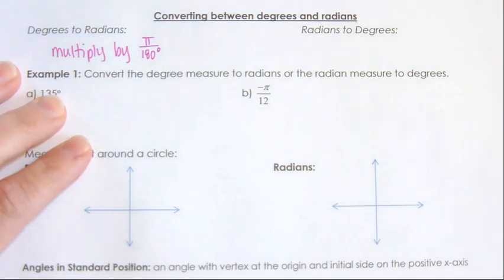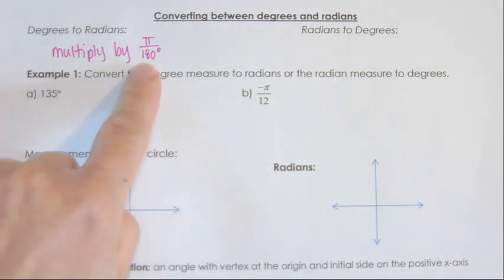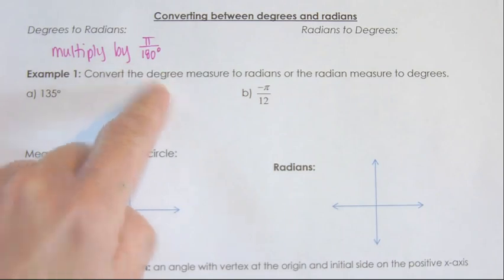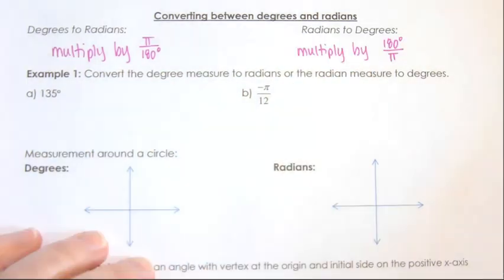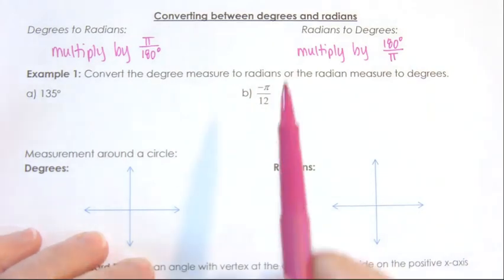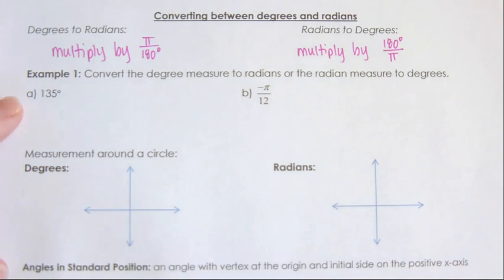To convert from degrees to radians, you're going to multiply by pi over 180. If you're given a radian and you want to convert that to degrees, you multiply by 180 over pi. So let's go ahead and practice doing a couple of these.